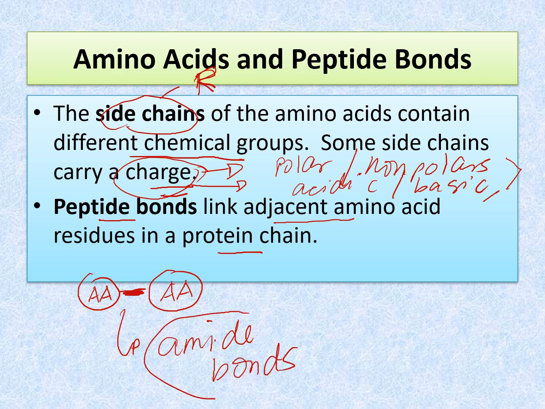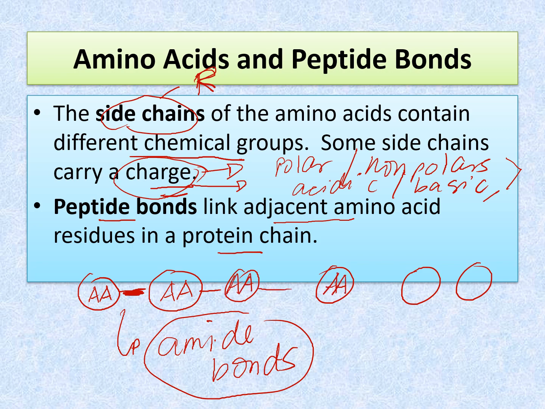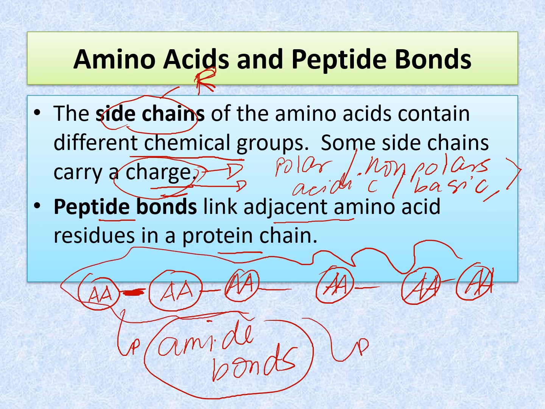So basically, these are the bonds that connect amino acids to one another. So if we have a long chain of amino acids that are being attached by peptide bonds, we will be able to form a long chain of amino acids that could later on fold. They will fold to form a complete and functional protein, right? So without amino acids, without amide bonds or peptide bonds, there will be no protein.